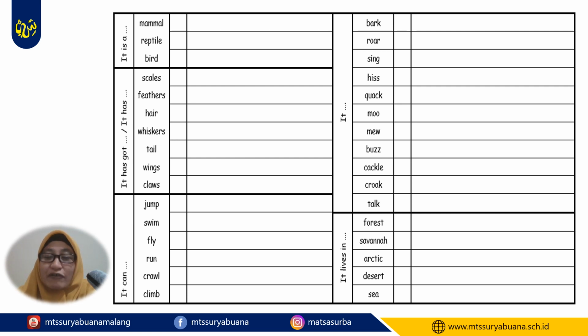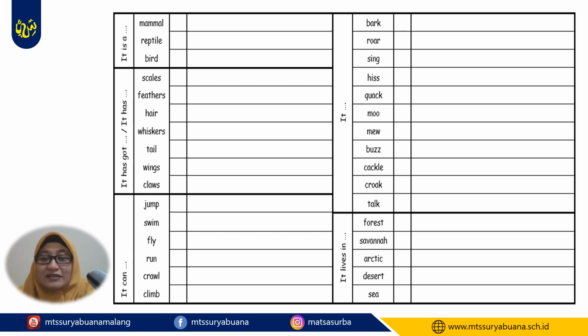Originally, the animals are from forest or from savanna or from Arctic or from desert or from sea. So we can describe the place of their origin by saying it lives in forest, or it lives in savanna, etc.